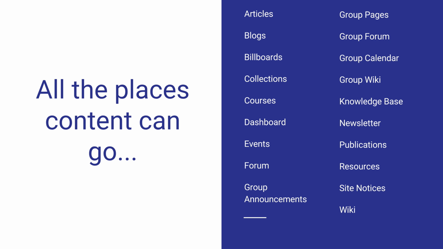All the places content can go. There are a variety of options on the hub where we can post content, such as articles, blogs, billboards, collections, courses, dashboard, events, forum, group announcements, group pages, group forum, group calendar, group wiki, knowledge base, newsletter, publications, resources, site notices, and ending with the site wiki.